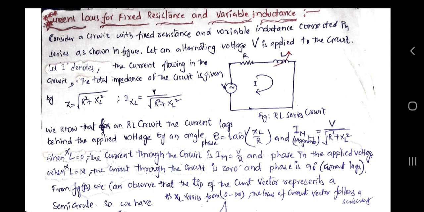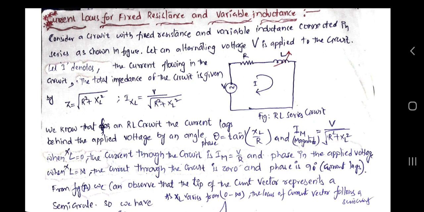If you take case 1, where the reactance of the inductance is equal to 0, then the total current through the circuit will pass through the resistance only. So therefore Imax is equal to V by R. And if you take the phase of the applied voltage, when XL is very large, the current through the circuit is 0 and the phase angle is 90 degrees. The current lags. So therefore it is the inductor coil.